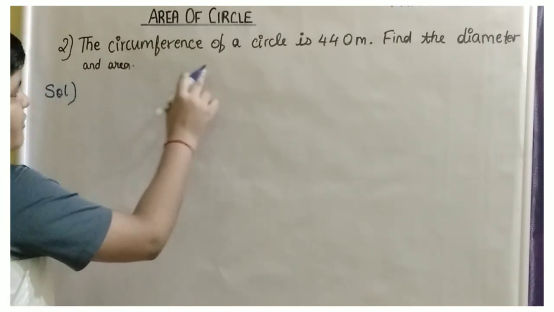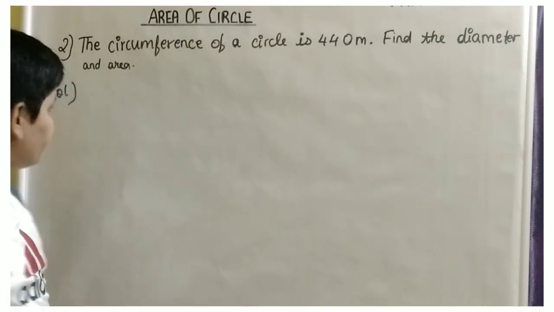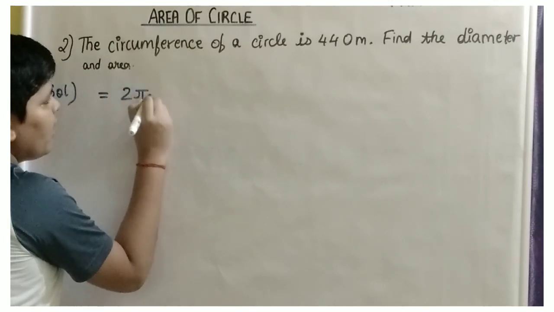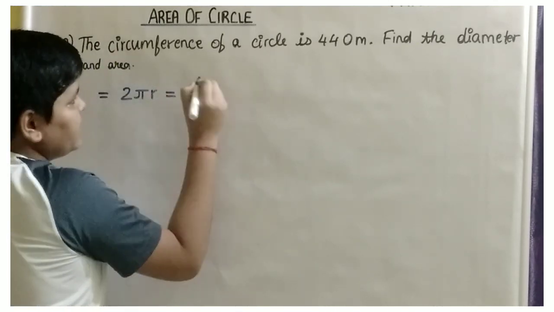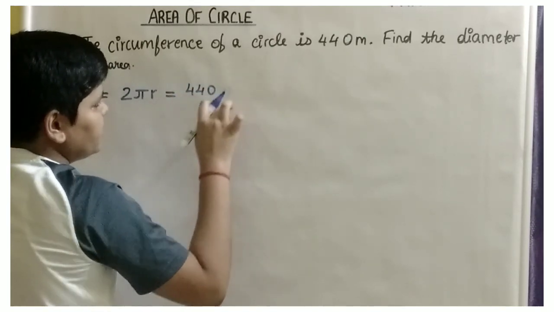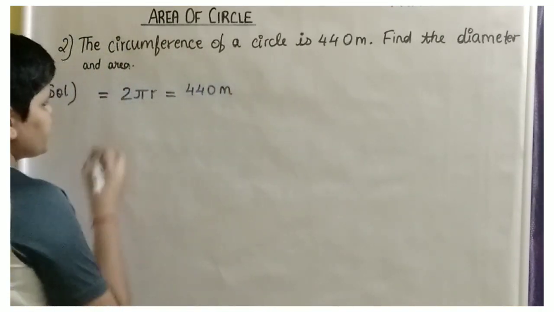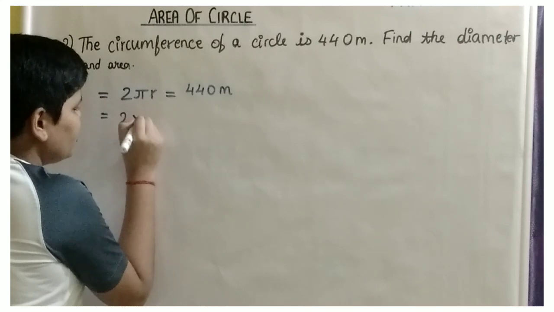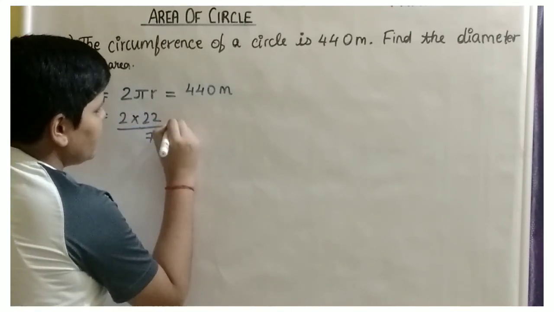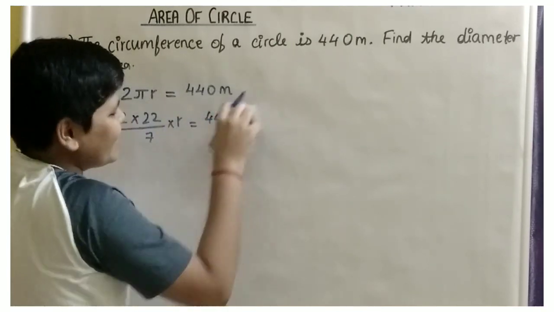First, the circumference of a circle is 440 meter. In the previous video, we have learned what is circumference. Circumference is equal to 2 pi r. So that is 440 meter. So 2 pi r is equal to 2 into 22 by 7 into r is equal to 440 meter.